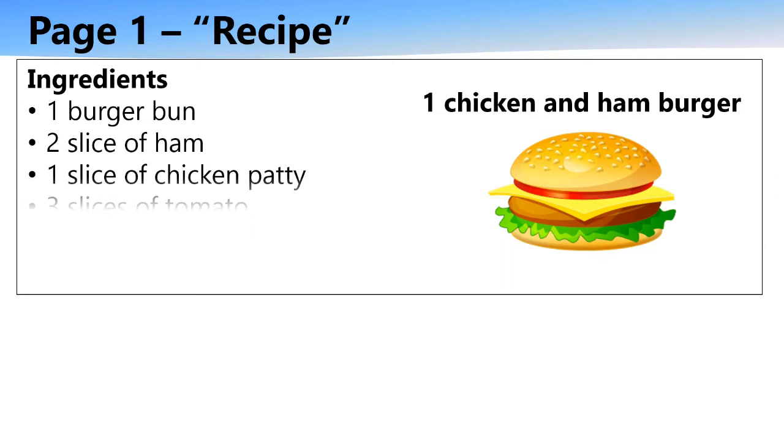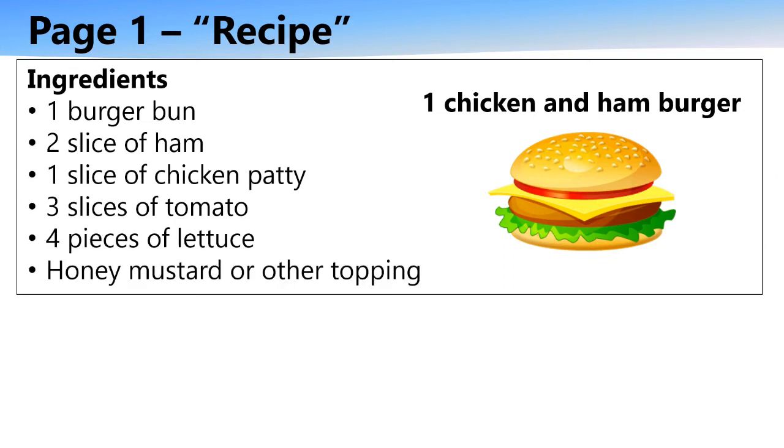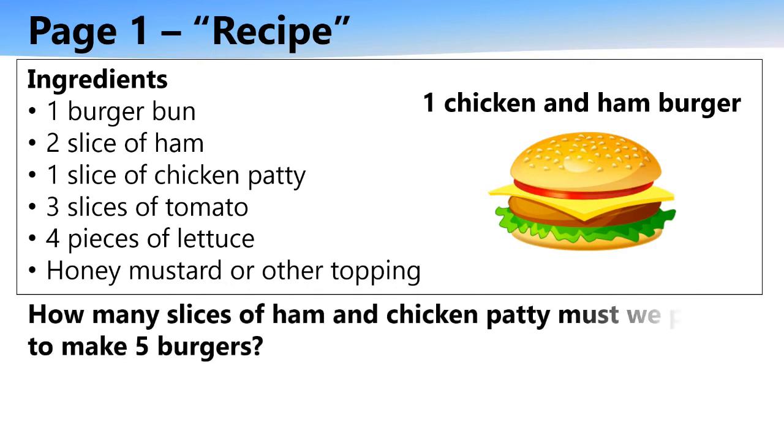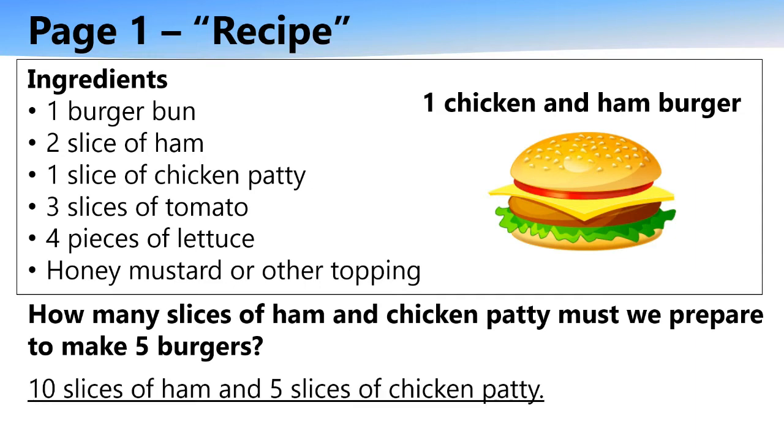Right, turn to page 1 of your notes. We are going to have an analogy of a recipe to a chemical equation. Let's say I want to make one chicken and hamburger, and the following are the ingredients. Okay, we need one burger bun, 2 slices of ham, 1 slice of chicken patty, and so on. How many slices of ham and chicken patty must we prepare to make 5 burgers? If the ingredients were for 1 burger, how many will we need if we want to make 5 burgers? Right, simple mathematics would be, I would need 10 slices of ham and 5 slices of chicken patty.